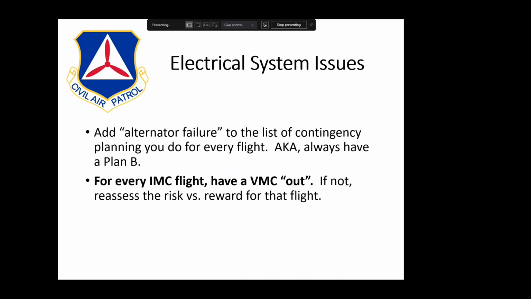But at some point, if we have electrical failure, then the instruments that we require to do an approach are no longer available to us. So have a VMC out in every IMC flight. Make sure that's part of your planning.